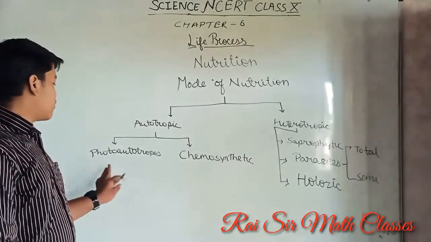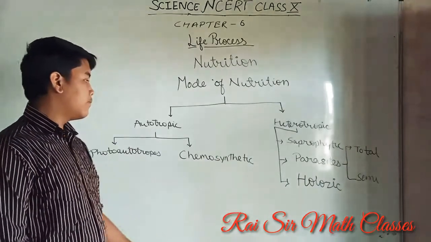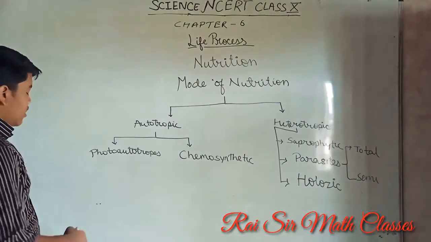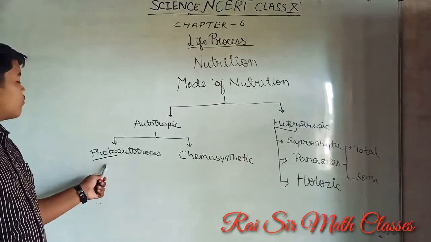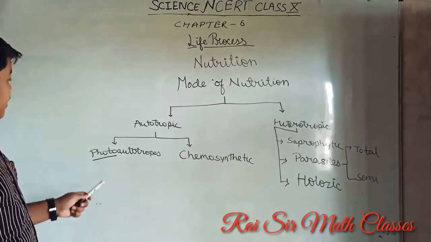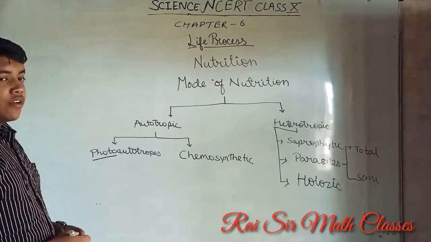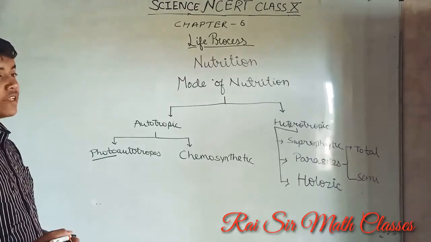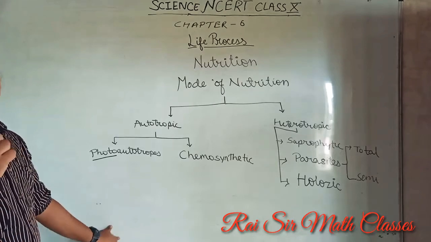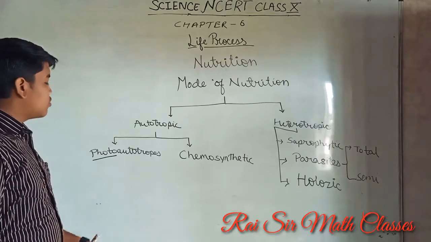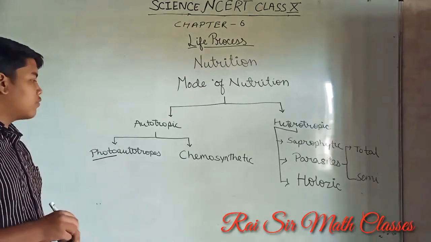Autotrophic has two kinds: photoautotrophic and chemosynthetic. As you can see, there is the word photo. Photoautotrophs are a kind of plant which use sunlight to make their food, or we can say that this kind of autotroph uses the process of photosynthesis. So phototrophs use photosynthesis to make their food.